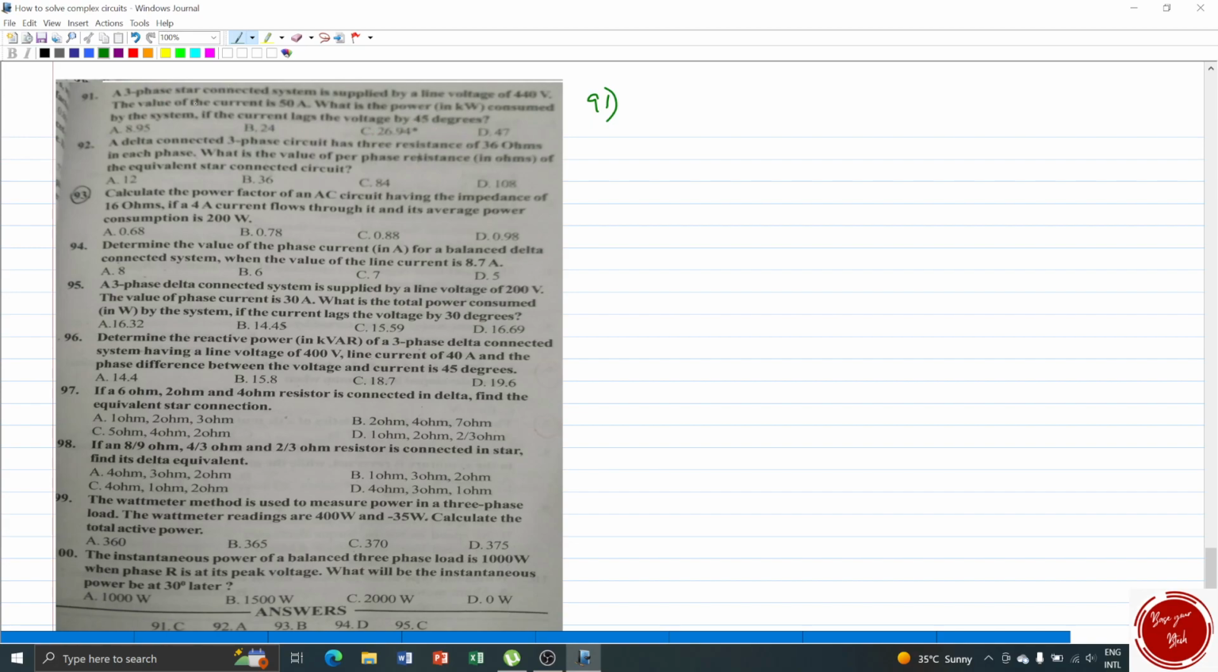So it is a star-connected system. The active power equation is root 3 VL IL cos phi or 3 V phase I phase cos phi. Now that you are given with a line voltage, we'll choose this equation. So root 3 into 440 into IL, the line current value.